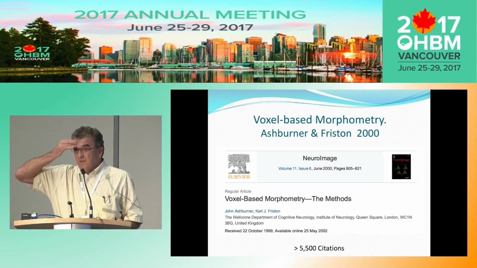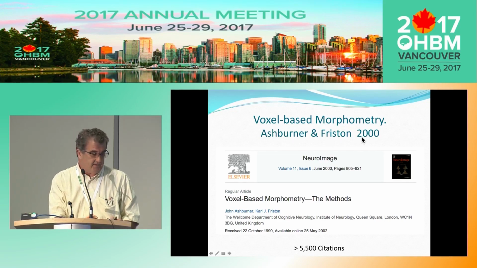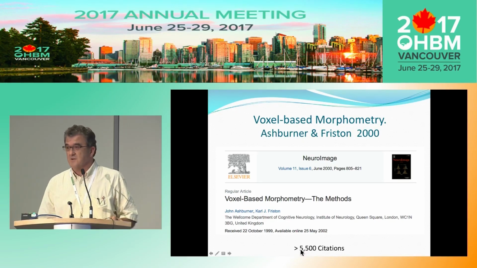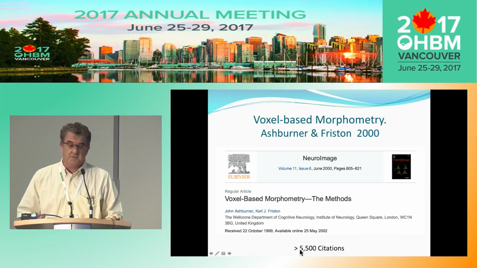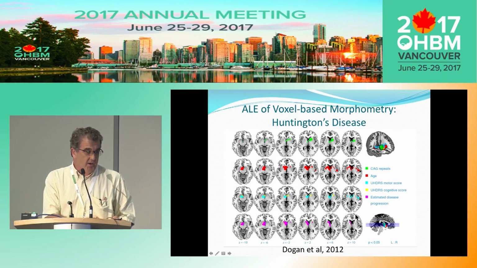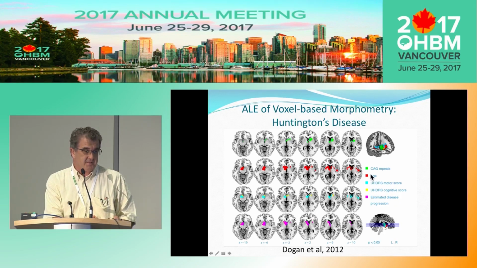Another class of literature that also uses coordinates is voxel-based morphometry, originally described by Ashburner and Friston in 2000. This is a very widely used technique. This paper has now over 5,500 citations. So it's a big literature. And it specifically is describing in this coordinate space the disease-related atrophy. This is one of my favorite papers, showing voxel-based morphometry in Huntington's disease done by covariates with different indicators of disease progression.